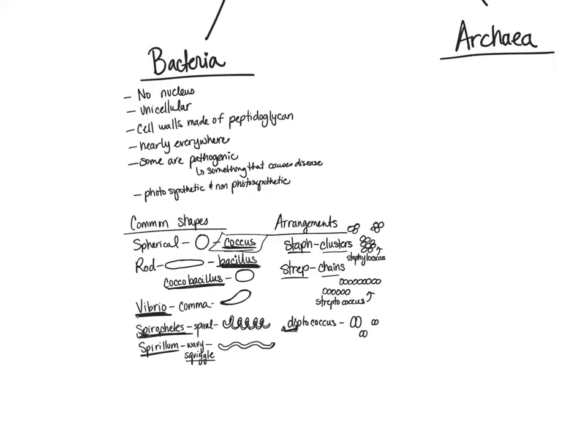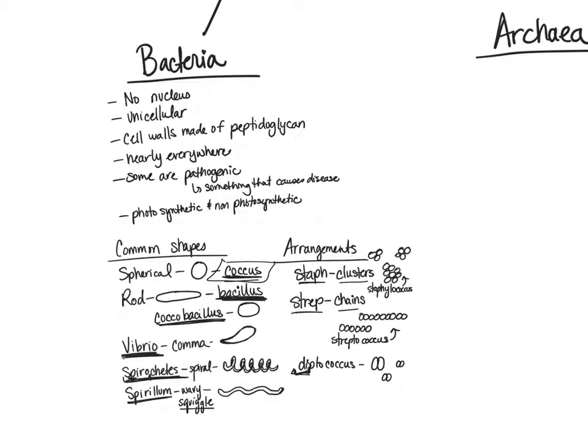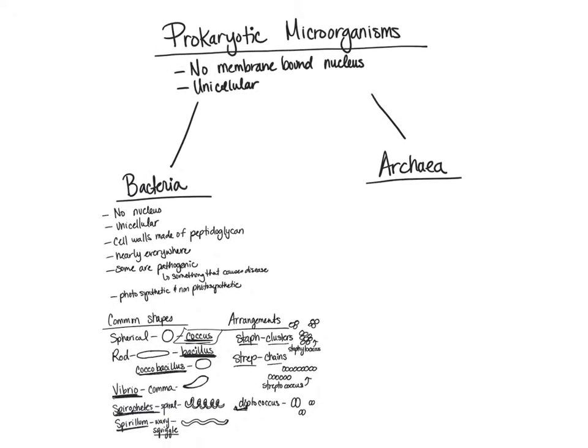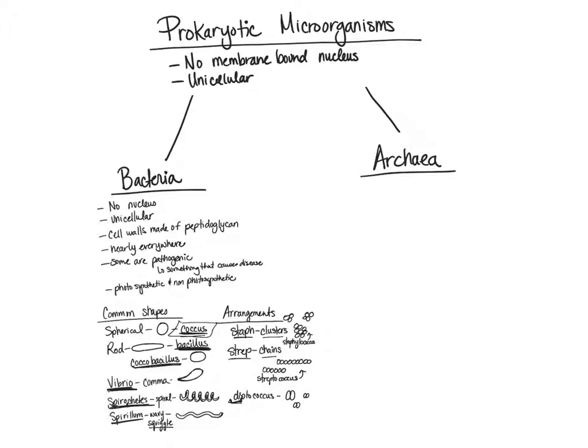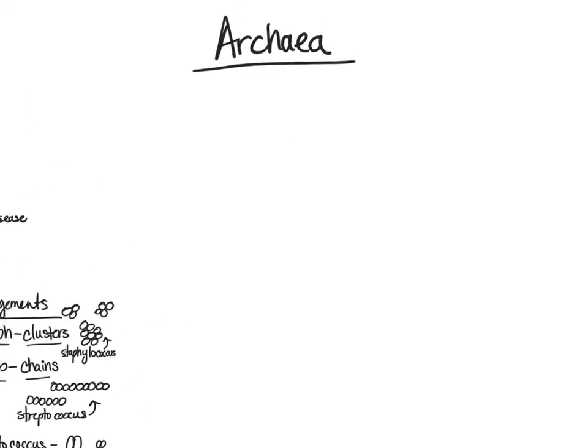All right, so that is our bacteria section. So our kind of general overview on bacteria. Of course, throughout the semester, we're going to get in much more detail about that. So let's kind of back up and remember where we're at here. We're kind of talking about the different classifications, the different specifics of these different classifications. So we started out with our major group, our prokaryotic microorganisms, which means that they have no membrane-bound nucleus and they are unicellular. We separated our prokaryotic microorganisms into bacteria and archaea. We just spoke about bacteria, and now we're going to speak a bit about archaea.